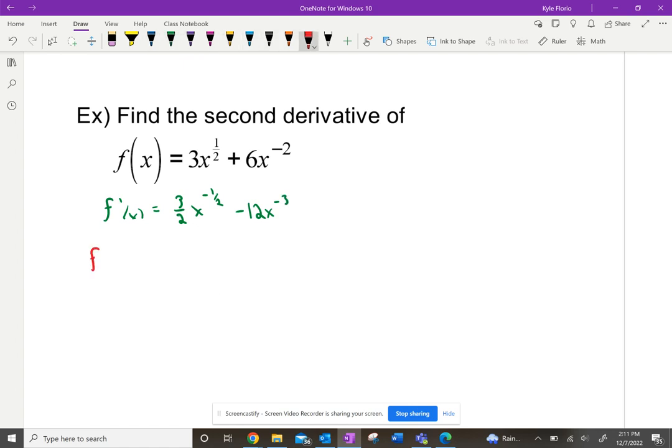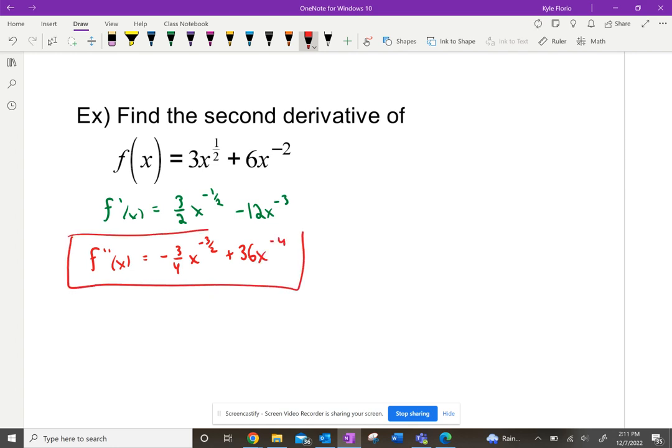To find the second derivative, piece of cake. Just find the derivative of the derivative. So that's going to be, let's see, negative 1/2 times 3. That's going to be negative 3/4 x to the negative 1/2 minus 1, which is negative 3/2. The derivative of this piece, negative 3 times negative 12 is going to be a positive 36 x to the negative 4th. You could do some simplifying, but we're going to leave it like that.